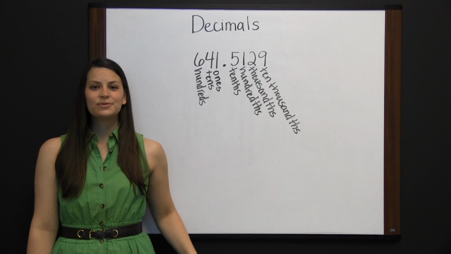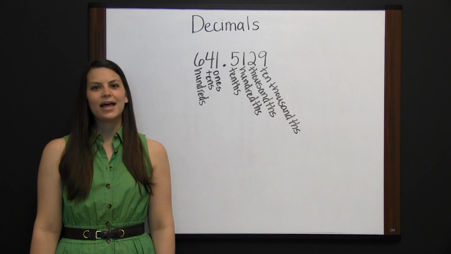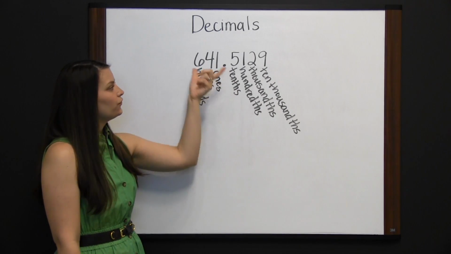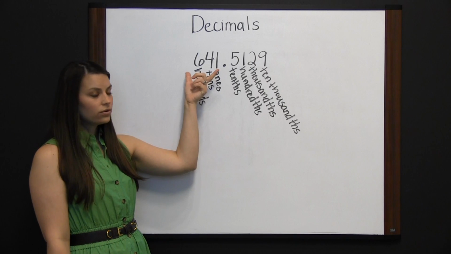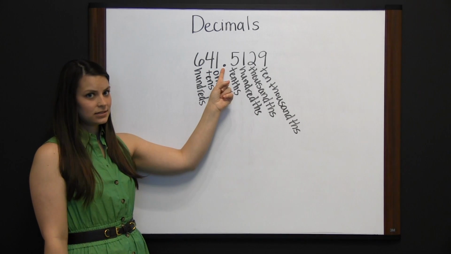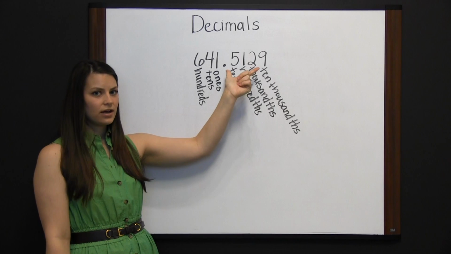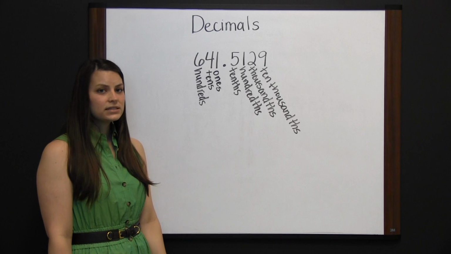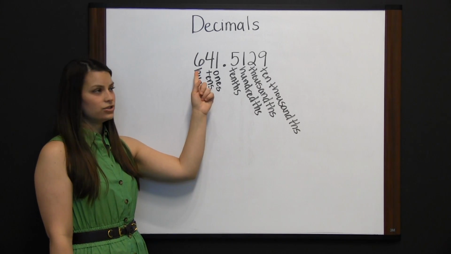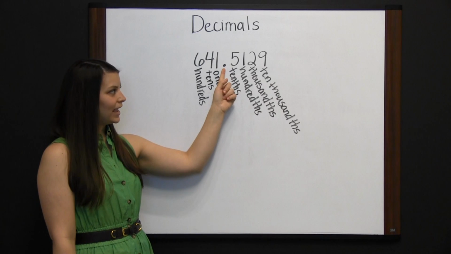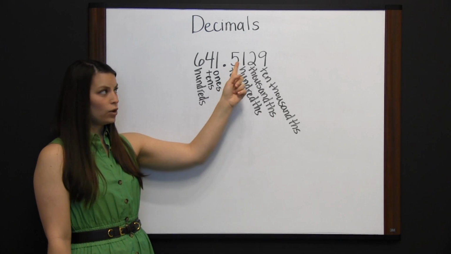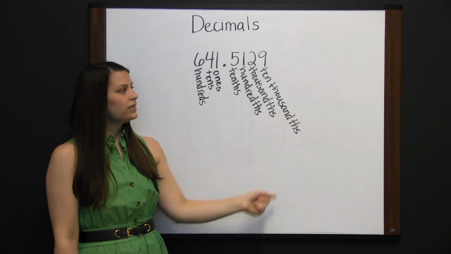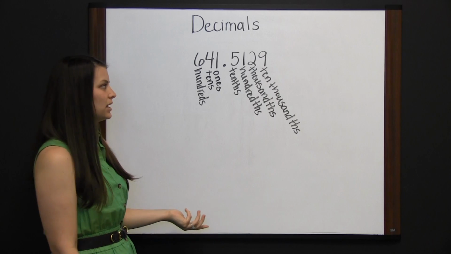Decimals. Decimals use place value to represent an amount. To read a decimal, like we have here, first read the number to the left as a whole number, followed by "and", then read the number to the right of the decimal, followed by the last place value. So this number would be read as 641 and 5,129 10,000ths. This number could also be represented as a mixed number.